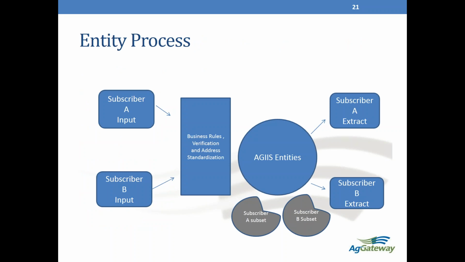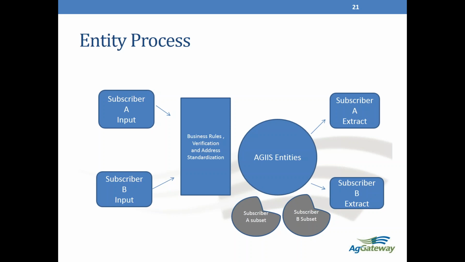Okay. So let's talk about the entity process a little bit. This is kind of a rough diagram, but I think it'll give you an idea of how an entity may move through the AGIIS system. Over on the left-hand side, we have subscriber A, and subscriber A puts in some input. It comes into the AGIIS system, whether that's through a batch process, the website, or web services. There's business rules, there's verification and address standardization. It goes into the system as a whole, and you can see in the middle we have AGIIS entities.